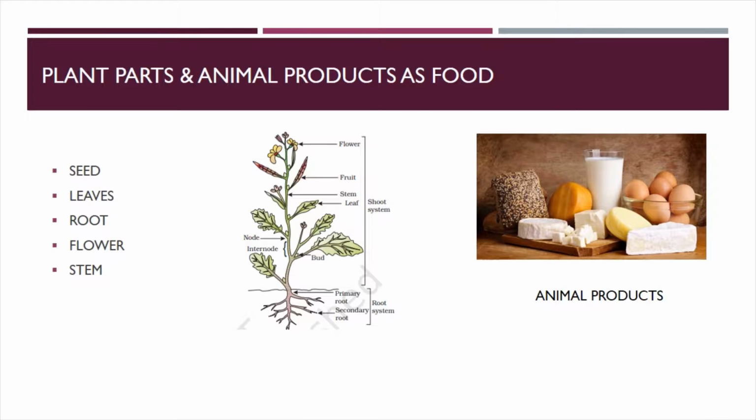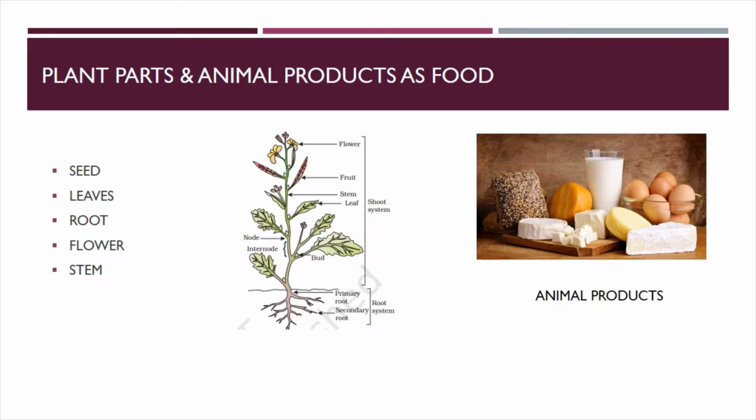The second one is leaves. Example, cabbage, pudina and spinach. Third one is stems. Example, carrot, beetroot and radish. Fourth one is flower. Example, broccoli and cauliflower. Fifth one is root. Example, onion, garlic and potato. These parts are edible parts of the plants. Edible part means eatable parts. Non-edible parts means non-eatable parts.